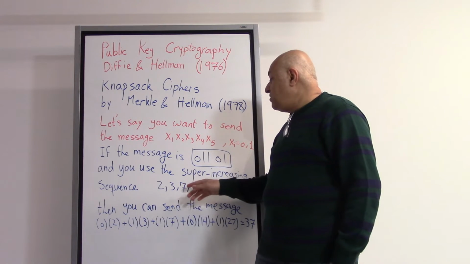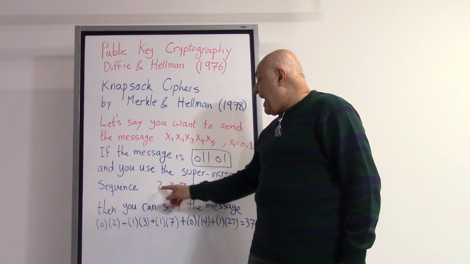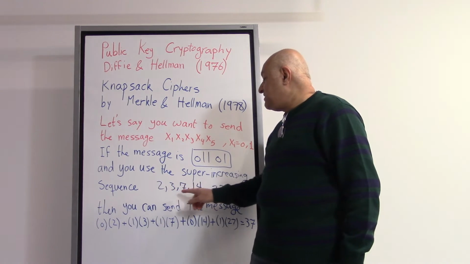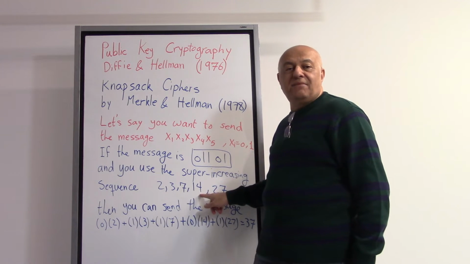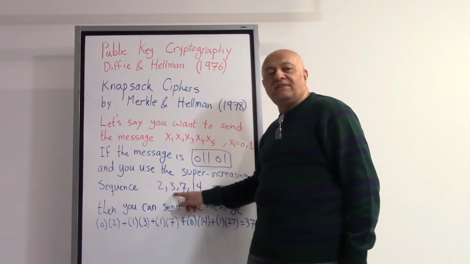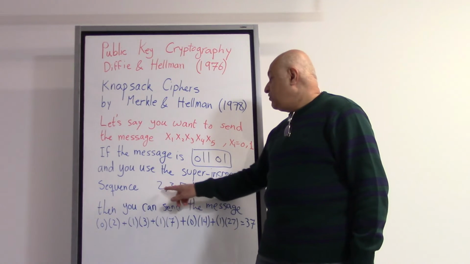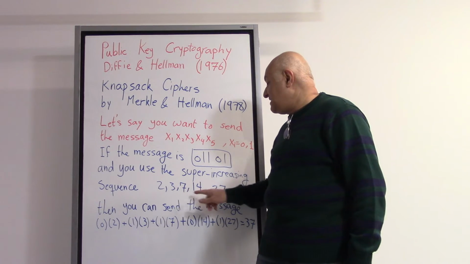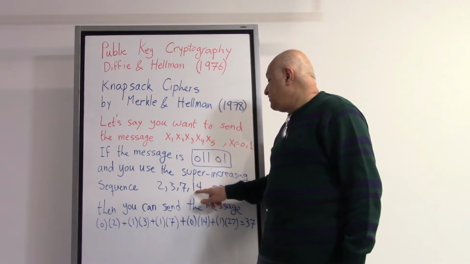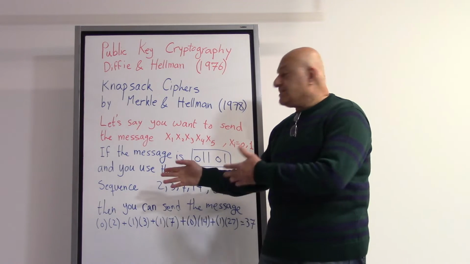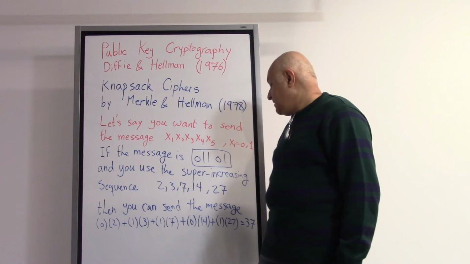Why is that super increasing? Because the numbers increase so fast that whenever you add all the members of this sequence up to some point, the sum is smaller than the next element of the sequence. For example, 2 is smaller than 3. 2 plus 3, which is 5, is smaller than 7. 2 plus 3 plus 7 is 12, which is less than 14. And 2 plus 3 plus 7 plus 14 is 26, which is smaller than 27. Such a thing is called a super increasing sequence.